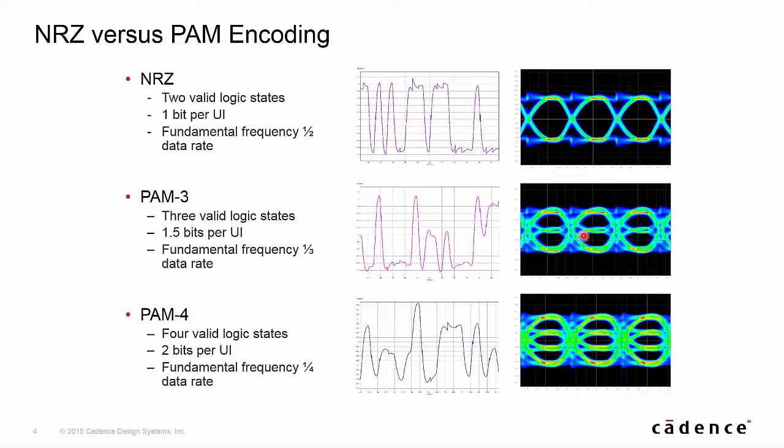In PAM4 encoding, we now have 4 valid logic states, the high, the low, and then 2 intermediate states. We transmit 2 bits per UI, and the fundamental frequency is 1/4 of the data rate. And if we look at the eye over here, instead of 1 or 2 eyes, we now have 3 eyes, and we can see the 4 data states right here.